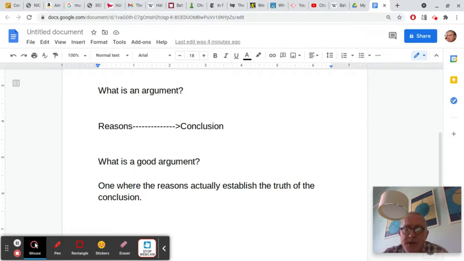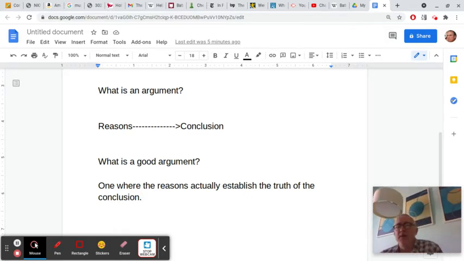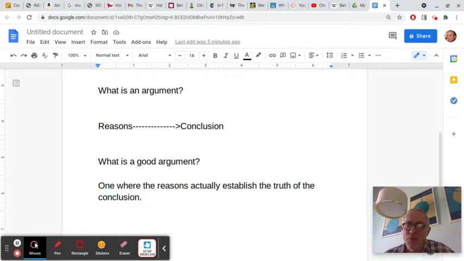Do the supporting reasons actually show that the conclusion is true? If they do, then it's a good argument. If they don't, it's a bad argument. So I think that's a huge oversimplification, obviously, of real world arguments and the way that we really evaluate them. But it is the essence of it.